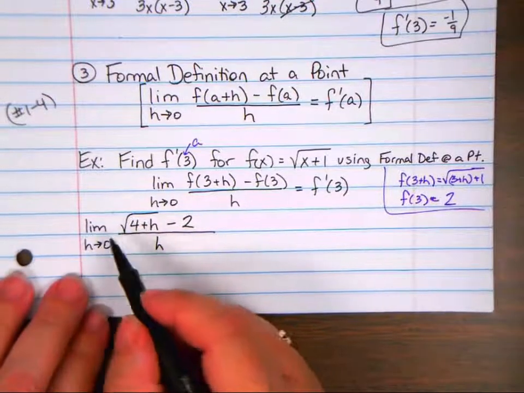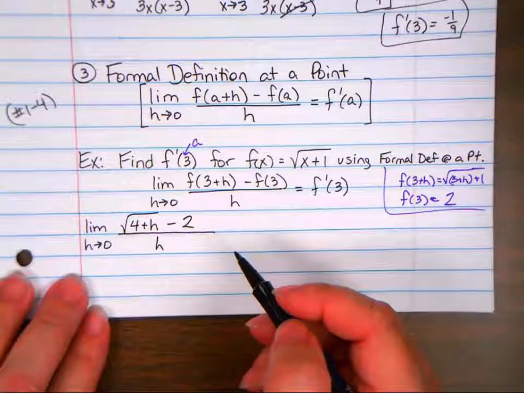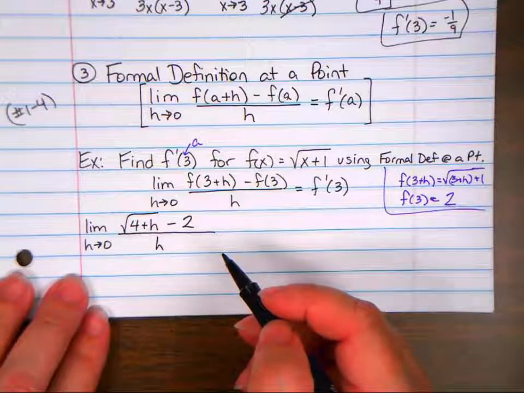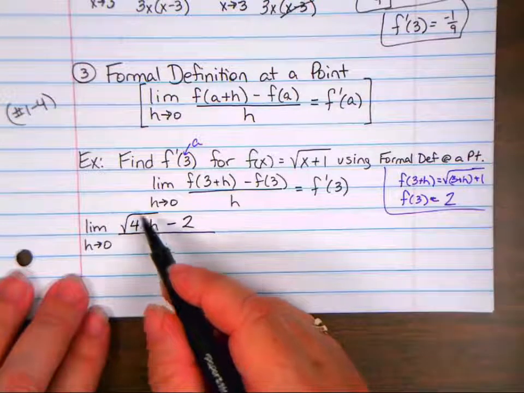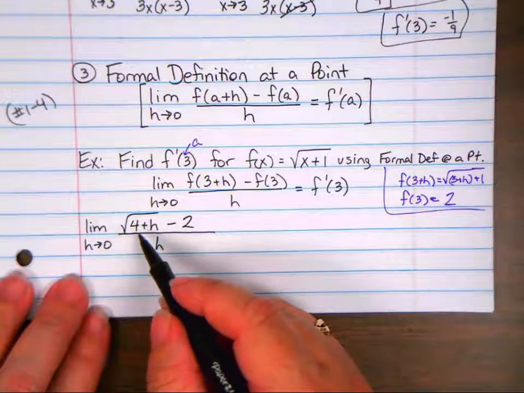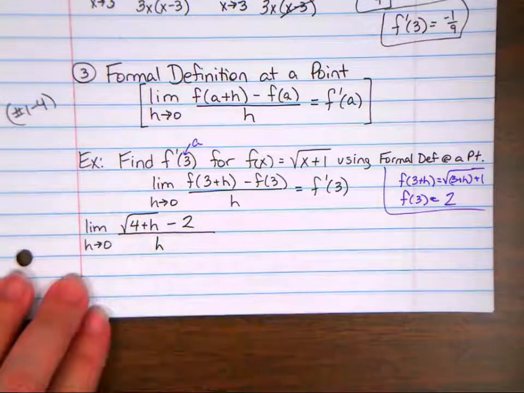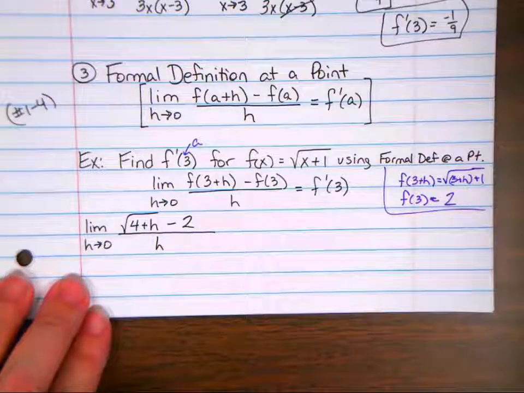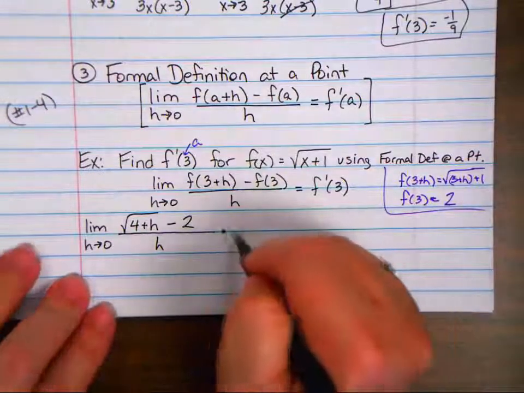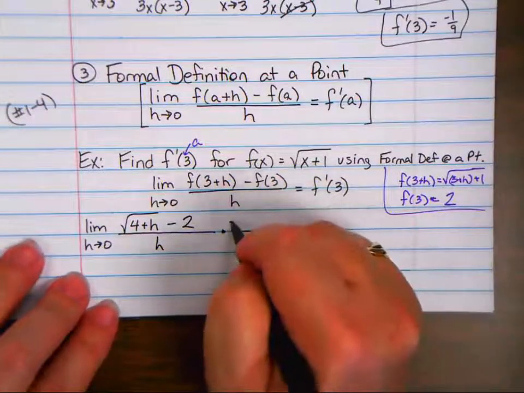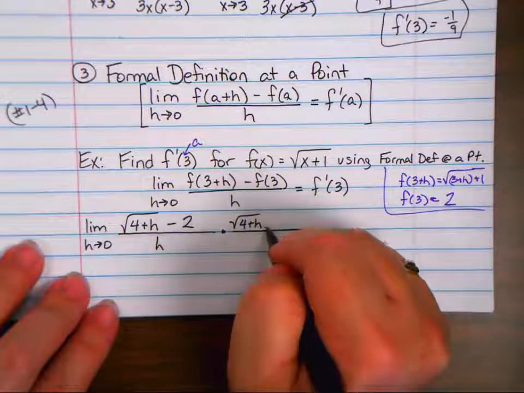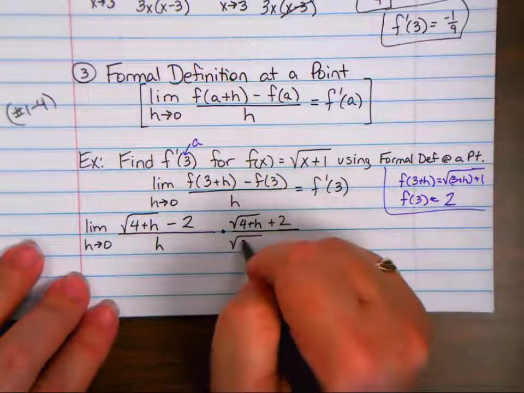If I substitute in 0 right now, am I going to get 0 over 0? That would be the square root of 4, which is 2. Minus 2 is 0 over 0. So yes. So in this kind of problem, what do I do to keep going? The conjugate, exactly. So we're going to multiply top and bottom by the conjugate, square root of 4 plus h plus 2.